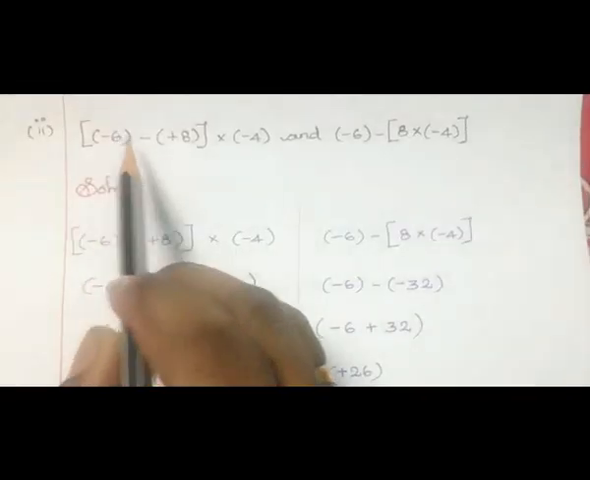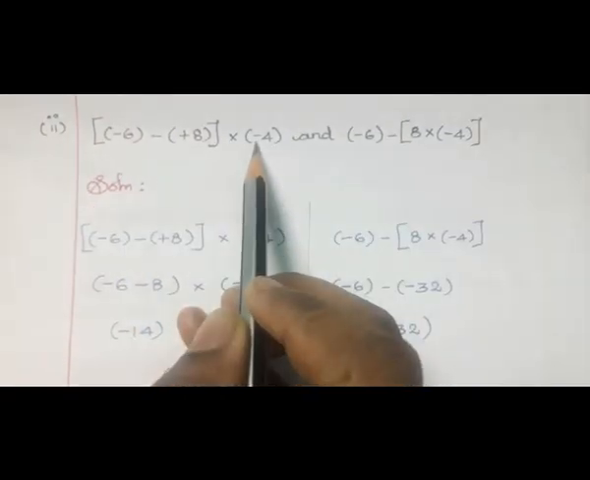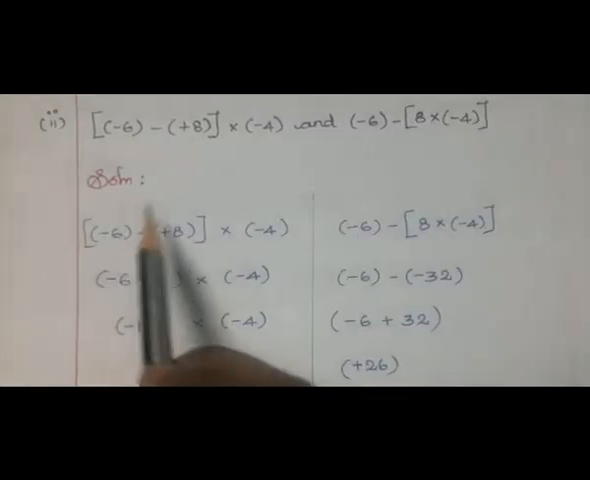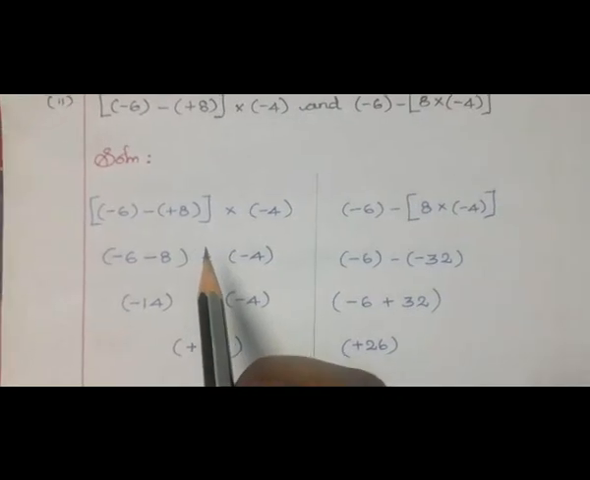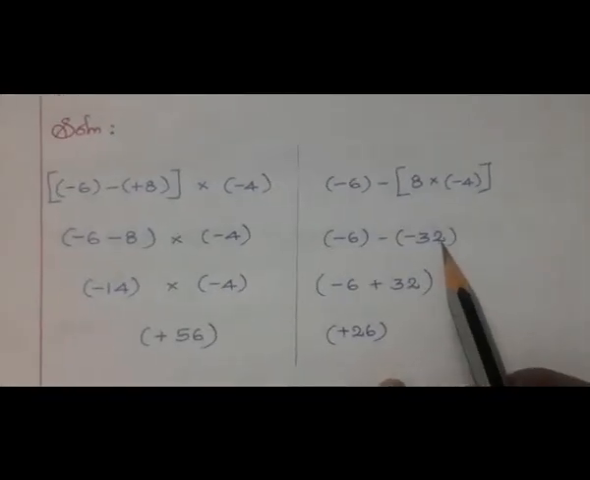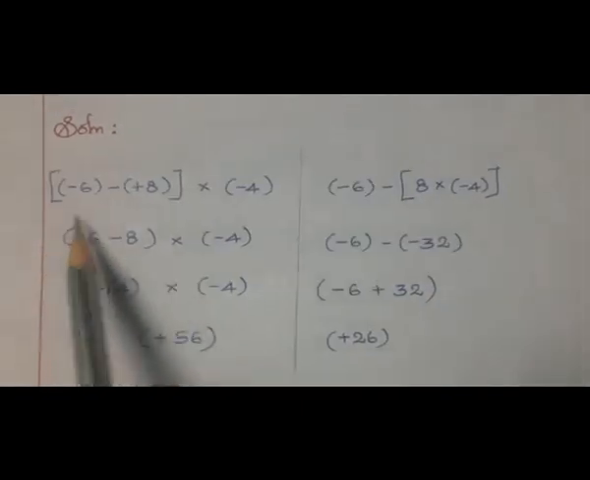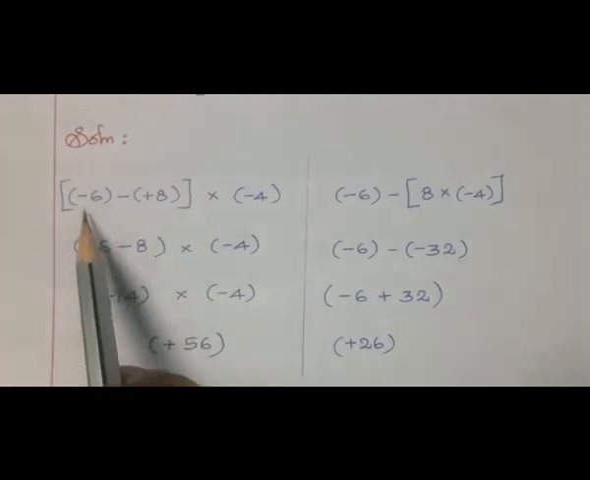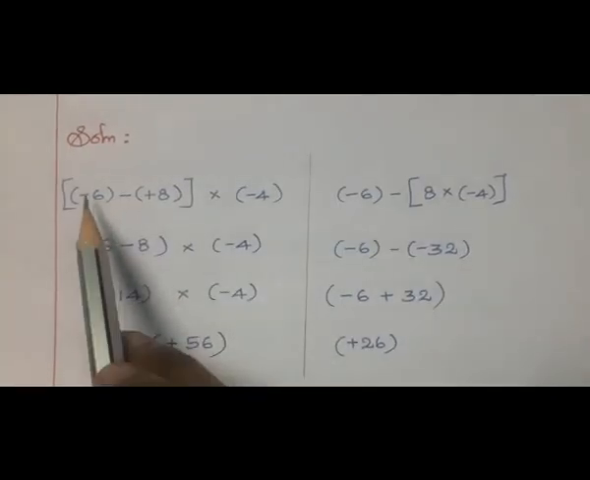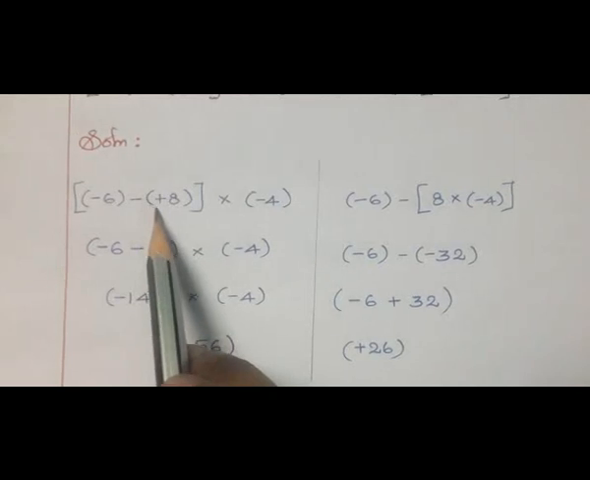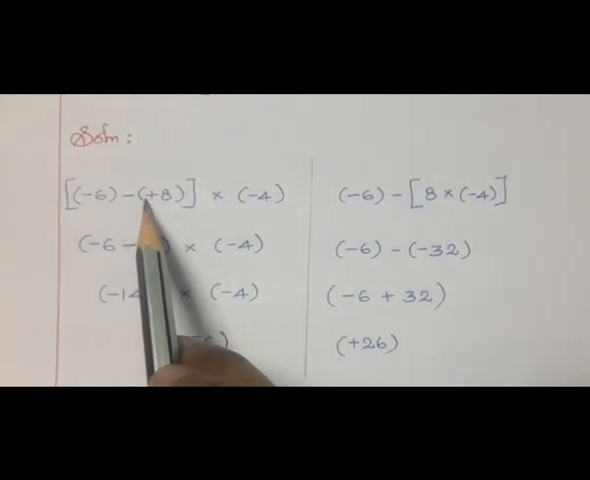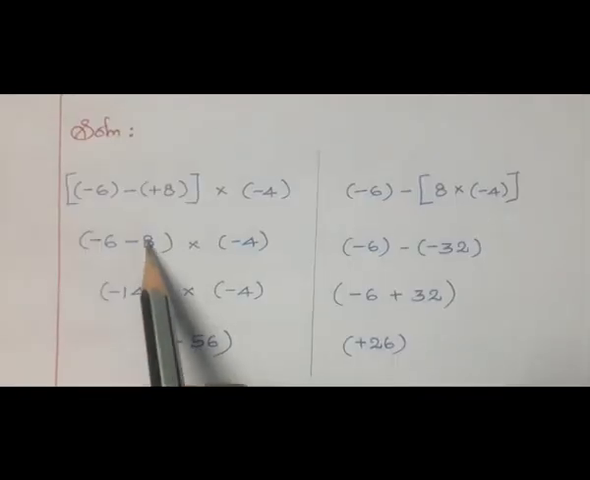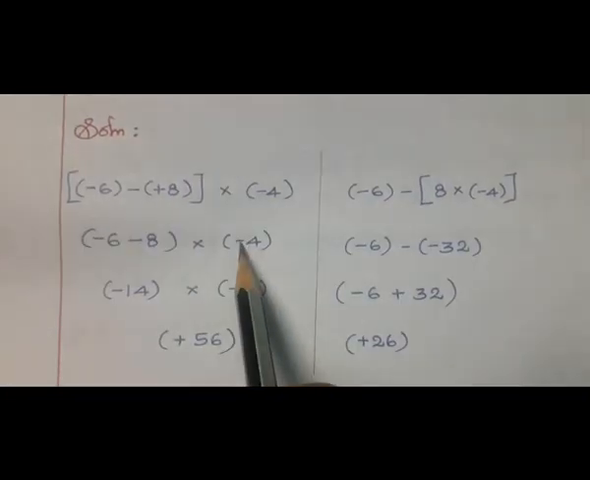Next, minus 6 minus plus 8 into minus 4, and minus 6 minus 8 into minus 4. Solution. The first part I have written on the left hand side, the second part I have written on the right hand side. Okay. So first we have to go with the integers inside the bracket. So when you go with this, we have to put the signs properly. Minus 6 as it is, bracket represents multiplication, so it is multiplication of integers. The sign operation is minus into plus gives you minus 8 as it is. Outside the bracket we have minus 4.